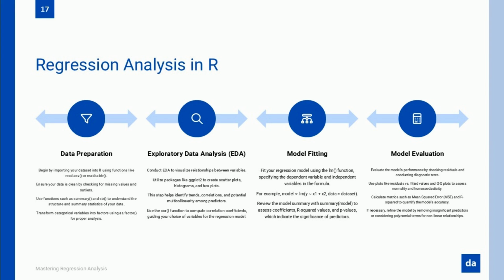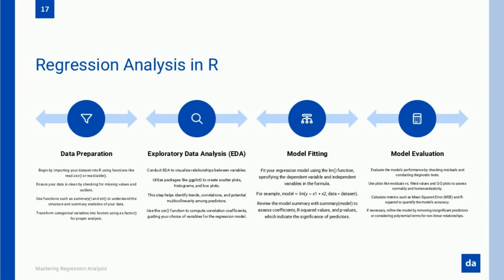But a model is only as good as its evaluation. R makes it seamless to assess performance with diagnostic plots. By using plot(model), you can visualize residuals to check for normality and homoscedasticity. Residuals versus fitted plots help identify patterns or violations of assumptions, while QQ plots ensure residuals follow a normal distribution. Metrics like mean squared error, MSE, and R-squared are calculated to quantify the model's predictive accuracy.